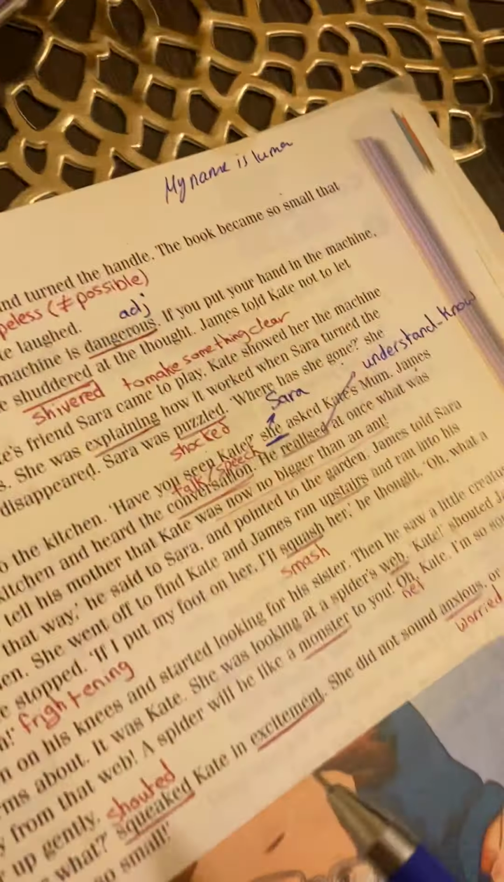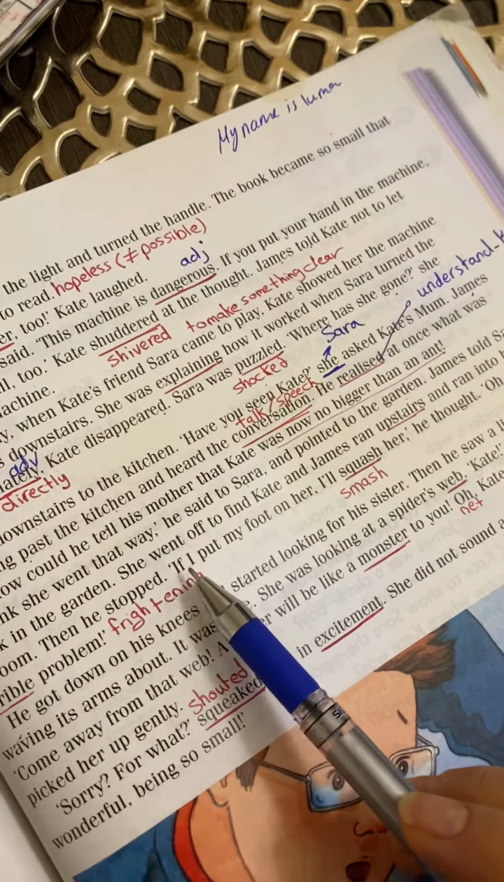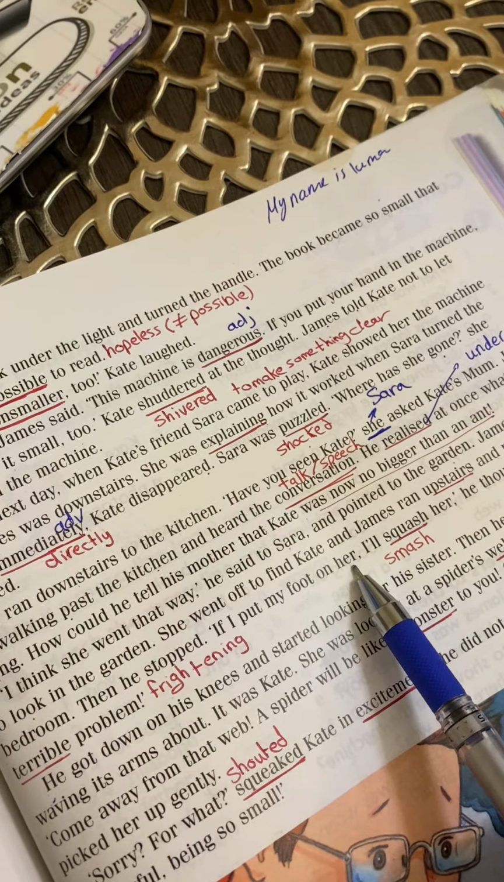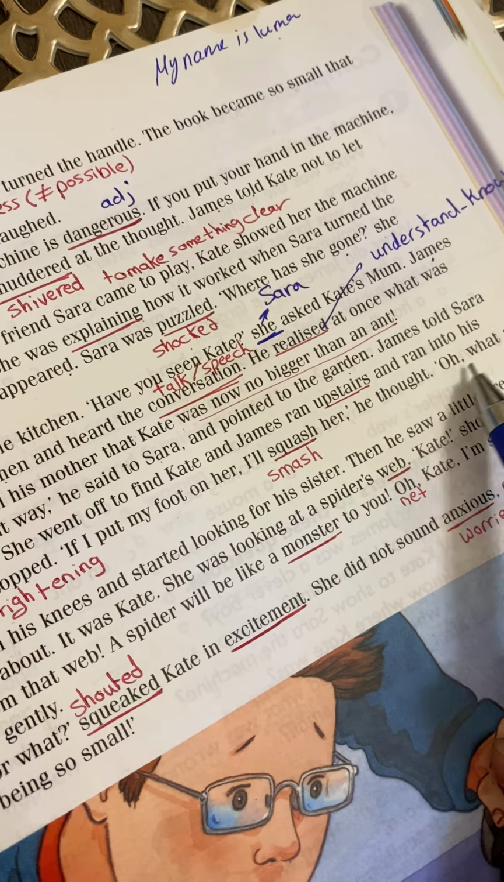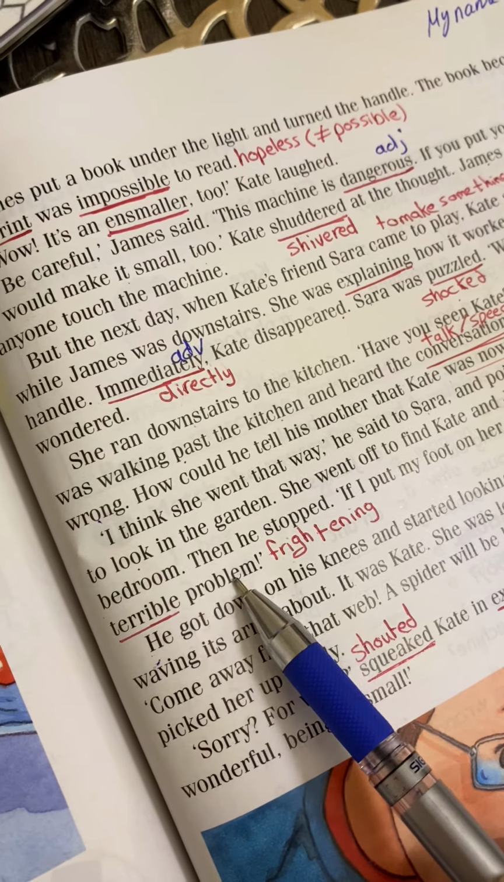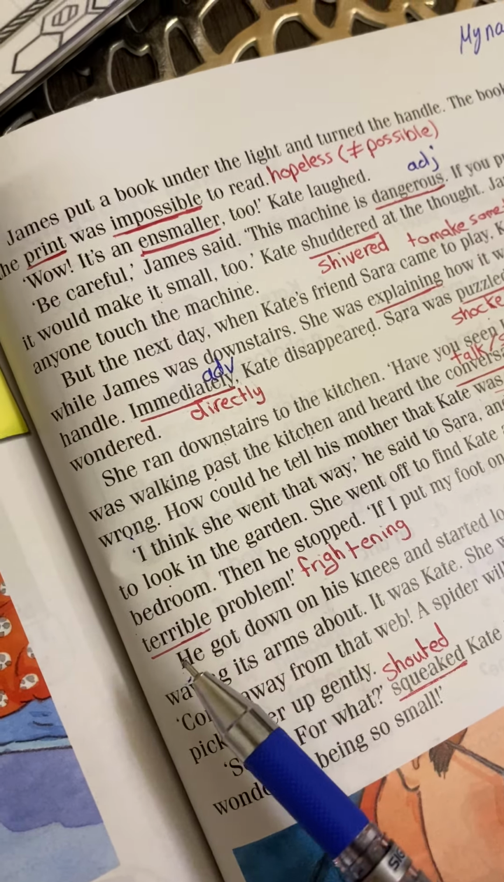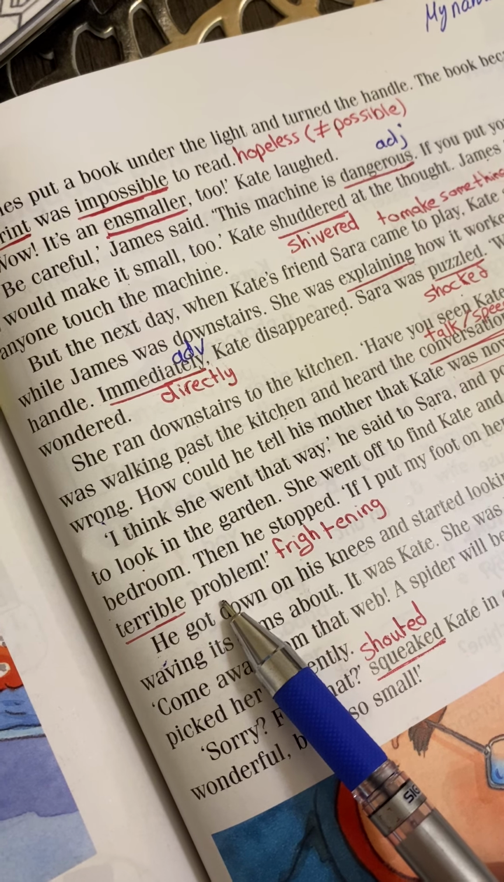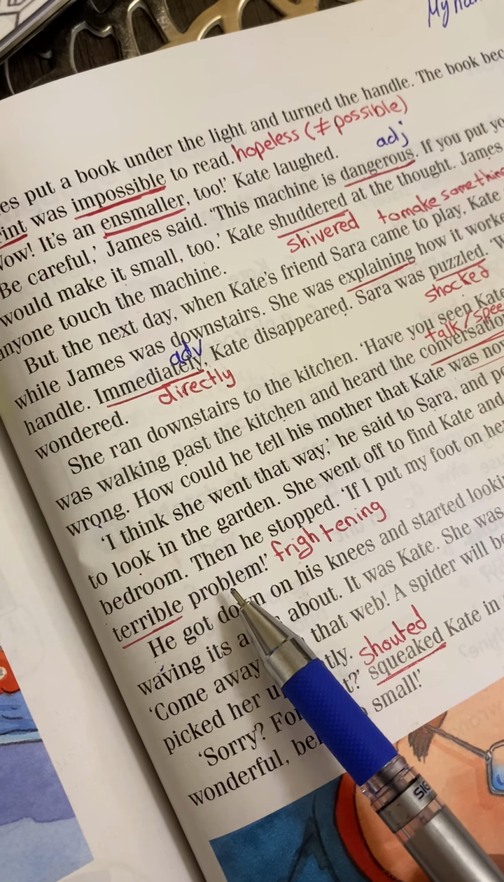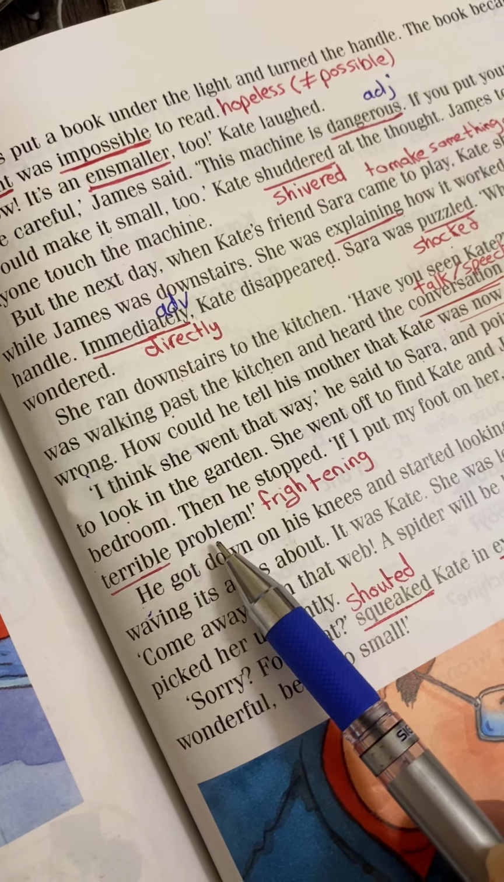Okay, so if I put my foot on her, I'll squash her, he thought. Oh, what a terrible problem! What a terrible problem! يعني it is a very frightening and scary problem.